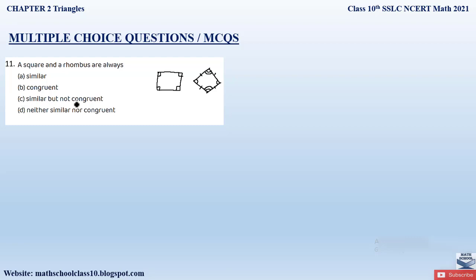Again, option C is not correct, similar but not congruent. So therefore, option D is correct, which is neither similar nor congruent. Both of the criteria of similarity and congruency are not satisfied. Therefore, a square and a rhombus are neither similar nor congruent.